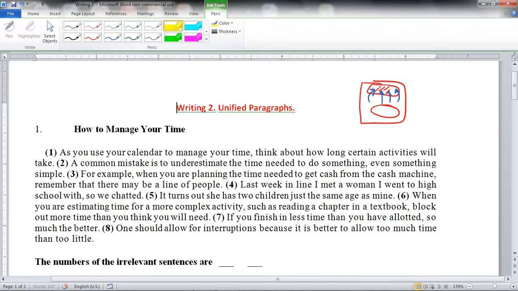So let's read this together. First paragraph, how to manage your time. It looks like that's the theme, so we have to make sure that all the sentences help us manage time.